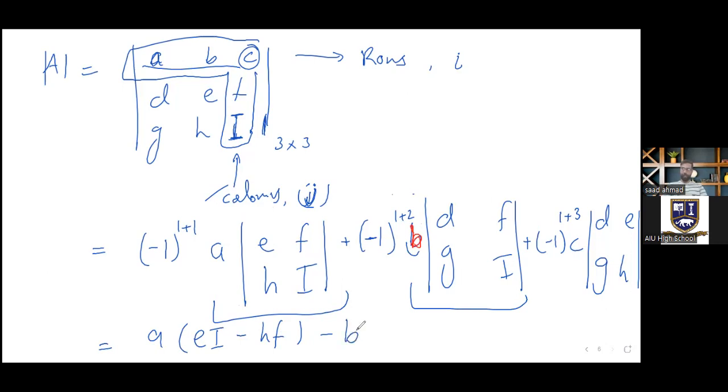Then we have B times the expanding the determinant of 2 by 2, DI minus GF, and then again -1 to the power 4, that will make it positive, and then C times DH minus EG. So that's how we can expand the determinant of 3 by 3. Let's find the determinant of 3 by 3 by this method, and then we'll quickly look at another shortcut method for the determinant of 3 by 3 as well.